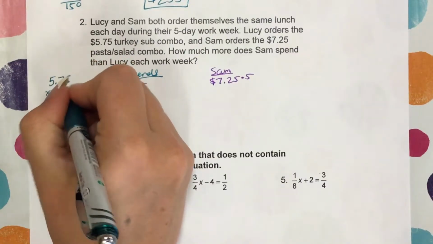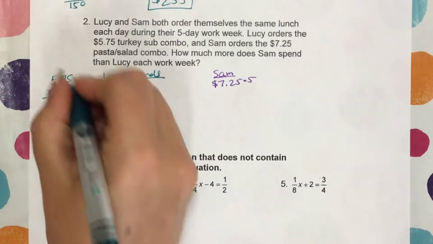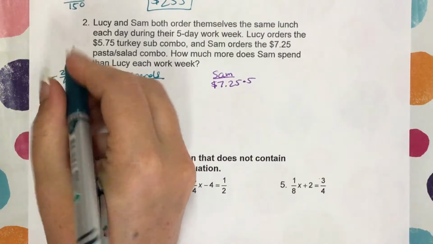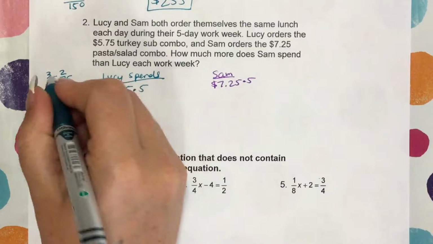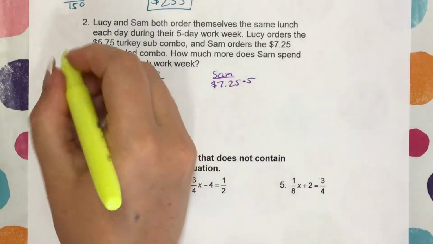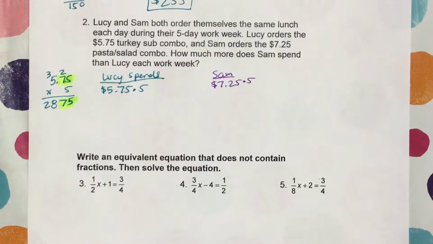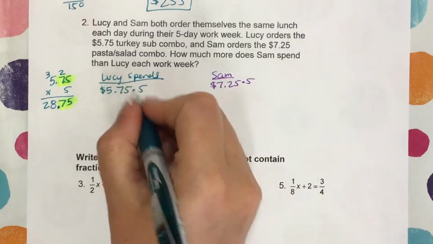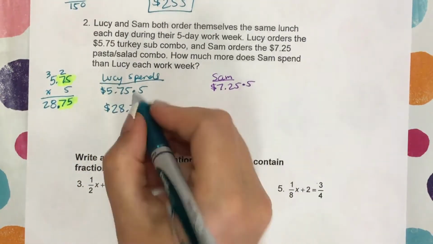$5.75 times 5. 5 times 5 is 25. Write the 5, carry the 2. 5 times 7 is 35, plus 2 is 37. Write the 7, carry the 3. 5 times 5 is 25, plus 3 is 28. It's decimal, so we have 2 decimal places here, which means we have to have 2 decimal places there, which means we end up with 28.75. So Lucy spends a total of $28.75 each week.